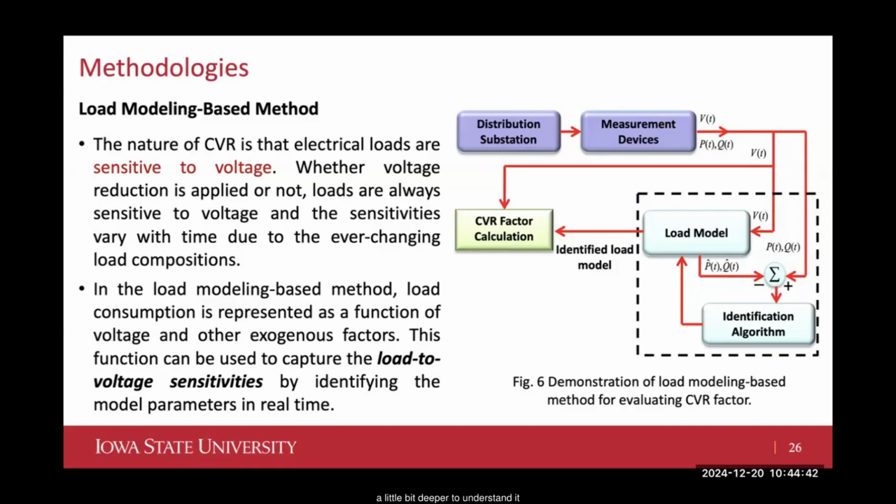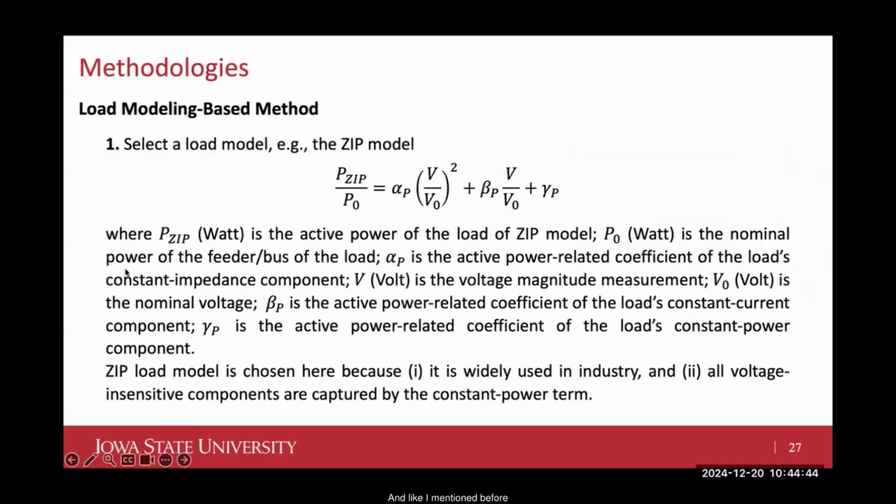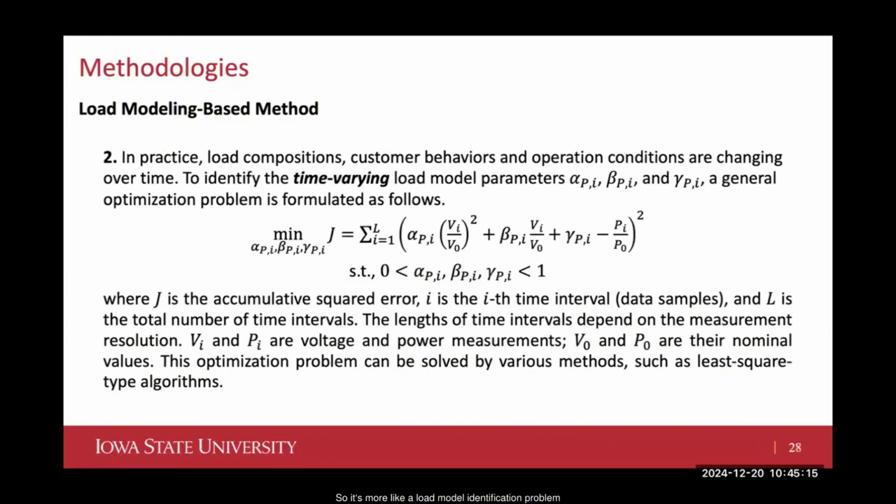So this one, you need to dive a little bit deeper to understand it. And like I mentioned before, you model the ZIP load basically as a combination of this constant impedance part, this constant current part, and this constant power part. And this alpha, beta, gamma represents their composition. If you sum them together, they should equal 1, right? So what you will need to do is, from the SCADA measurements at the feeder head, identify alpha, beta, gamma. So it's more like a load model identification problem.